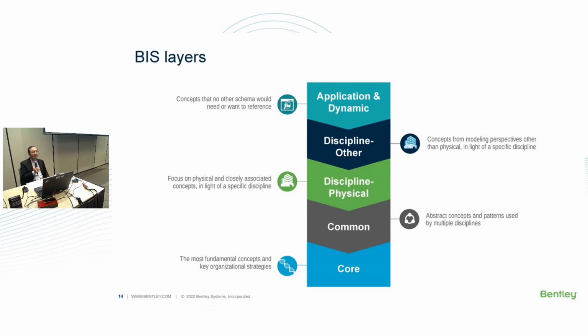Then you have the discipline physical layer, capturing schemas that focus on the physical modeling perspective and try to standardize and provide base classes for more discipline-specific assets. So this is where we find schemas that describe, for architectural, structural, road and rail purposes, the physical modeling perspective.